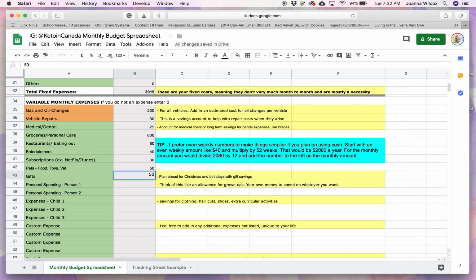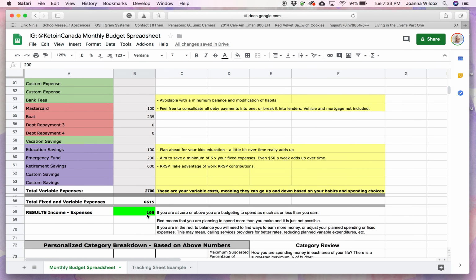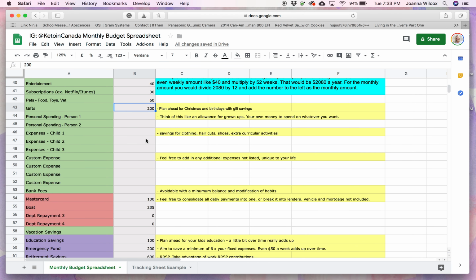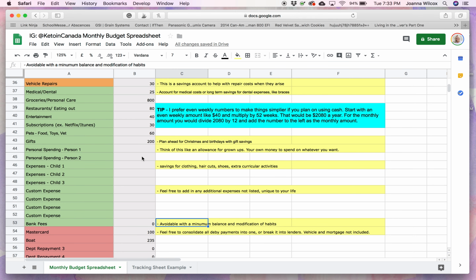Also, saving for gifts. You need to decide what your limit is. If it's $50 a month, that's totally unrealistic with my family. So you've got parents to buy for and nieces and nephews or whatever. Plan ahead. Save money every month so that when Christmas comes up or their birthday comes up, you have the money there. So where are we at? Oh, I only have $195 left, which is not ideal. I don't pay any bank fees because I have a minimum balance at my bank and I don't have any expenses. So I put in 3 kids here.